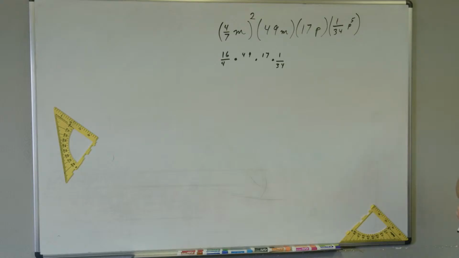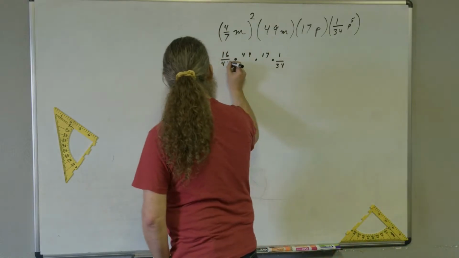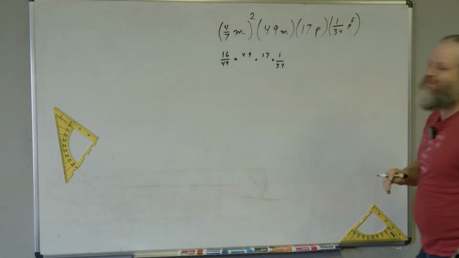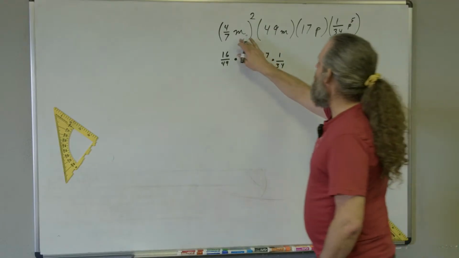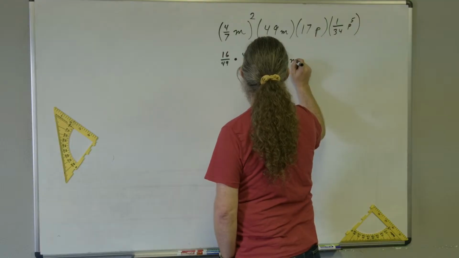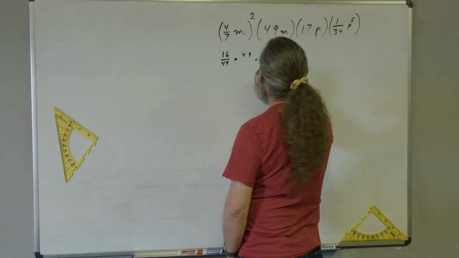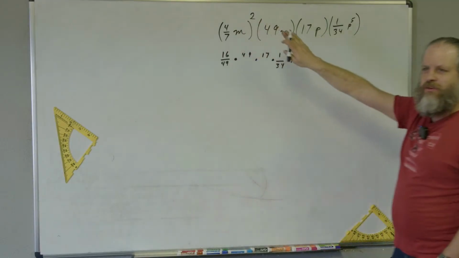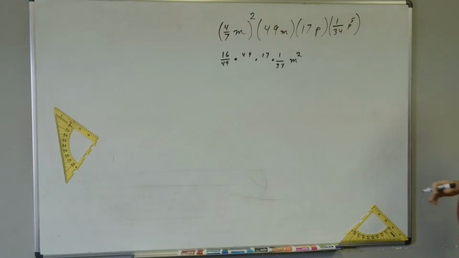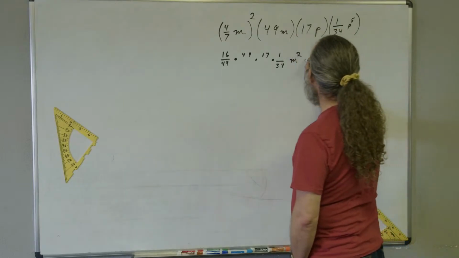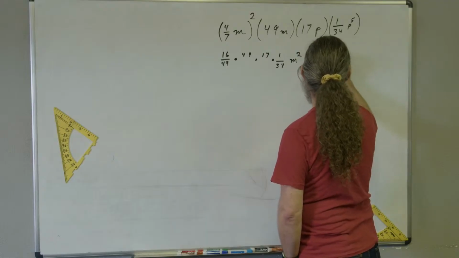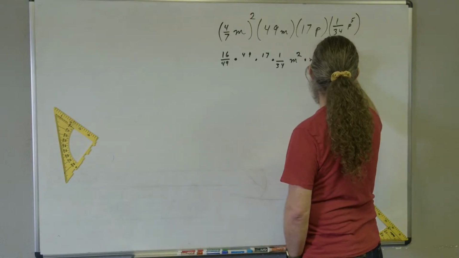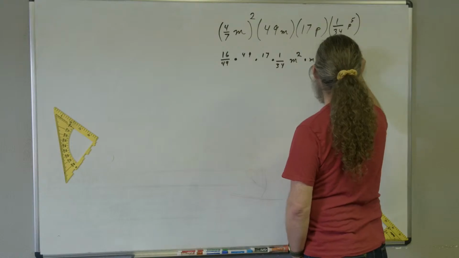Did I forget what? The 9? Yes, I did. I was like, why is that not going to cancel? Thank you. I was losing my marbles. Okay. And then we've got this m, which is now m squared, right? Because 2 times 1 is 2, right? Times this m, times this p, times this p, which is to the 5th.